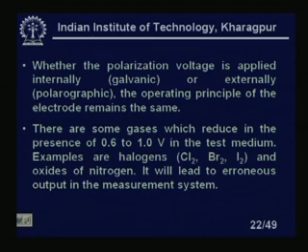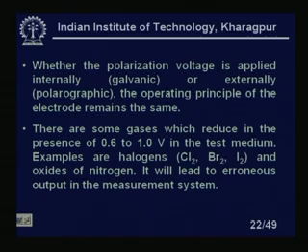There are some gases which reduce in the presence of 0.6 to 1 volt in the test medium. Examples are halogens, which are chlorine, bromine and iodine, and oxides of nitrogen. They will lead to erroneous output in the measurement systems. Okay. So, you have to be very careful if you have the presence of this type of gas in the liquid where we are interested to measure the dissolved oxygen.